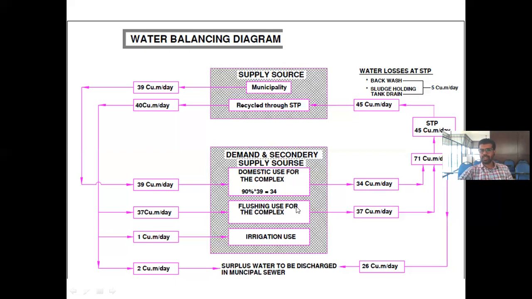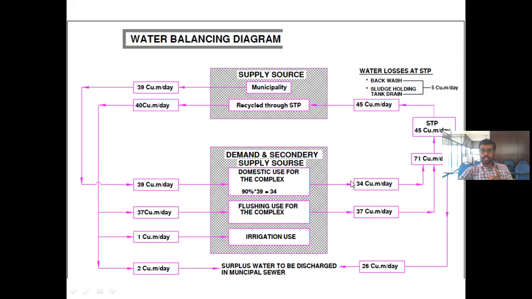Here it is for flushing only. Flushing in the sense it will be directly going into the water closet, and from the water closet it will be directly flushed out. So how much water is being supplied for flushing, that much water will be coming out. In the normal sense there won't be any losses, because it is not exposed to any other areas. The water comes in and is directly flushed out, so there won't be any reduction in the water. So 37 cubic meters is coming out from the flushing.